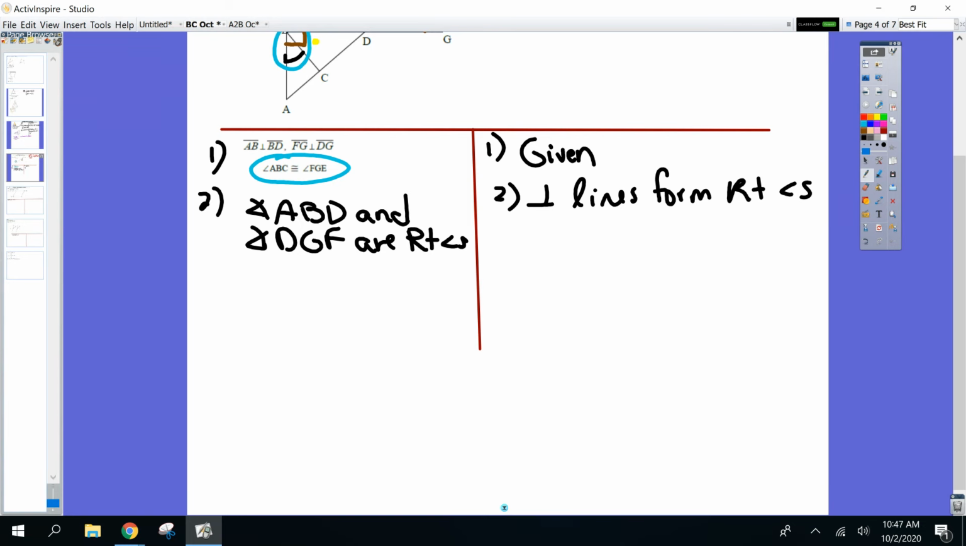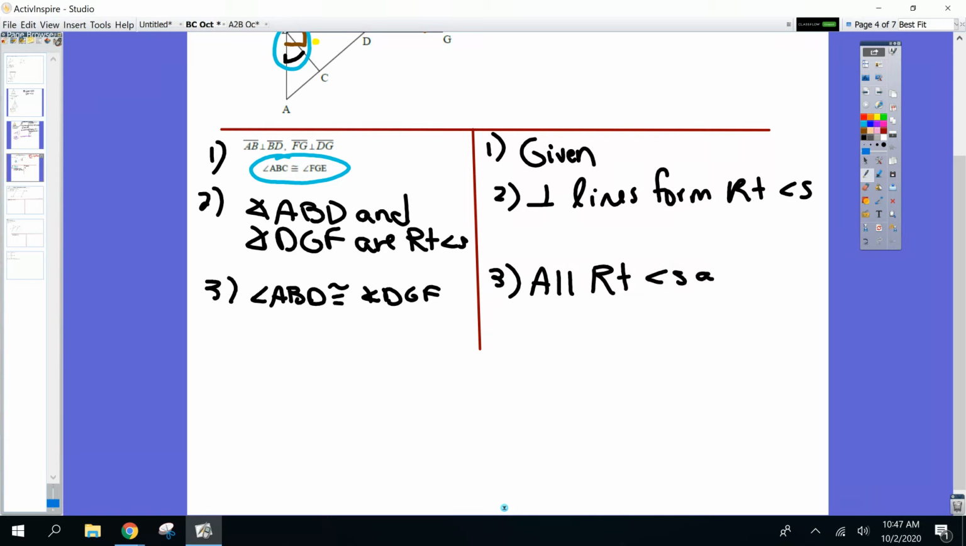Now that you have written that you have right angles, what can I say about those right angles? You can now tell me they're congruent. So now in step 3, you can tell me ABD is congruent to DGF. And now here's the theorem. Why are they congruent? All right angles are congruent. But you need right angles in your statement first. Everyone at home good?